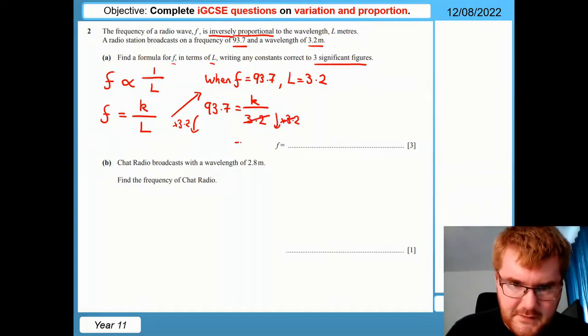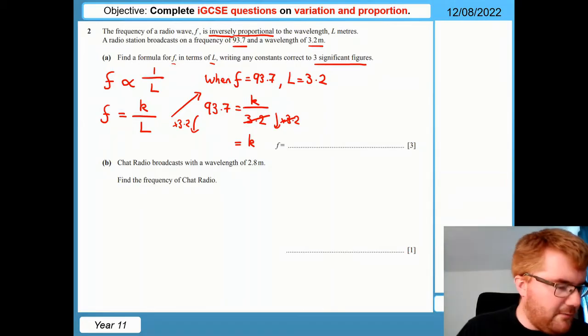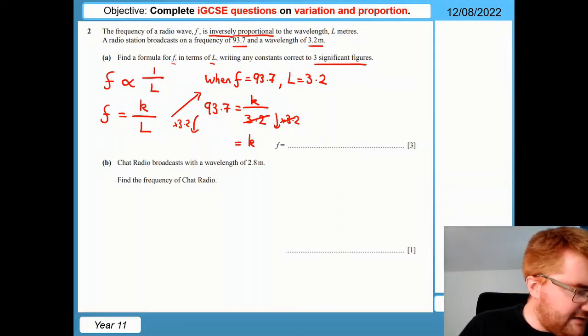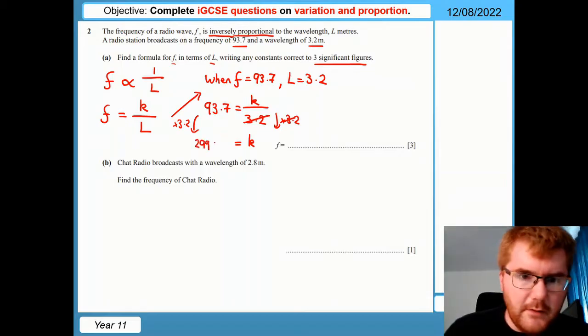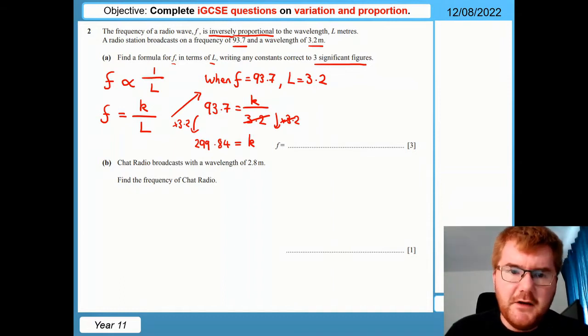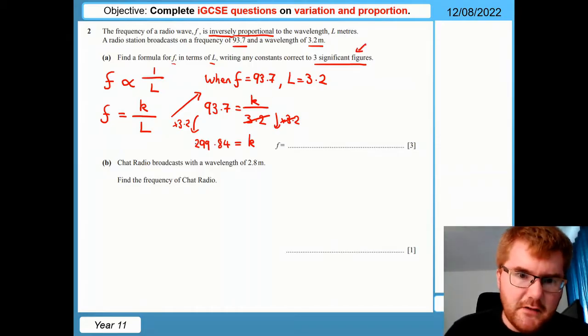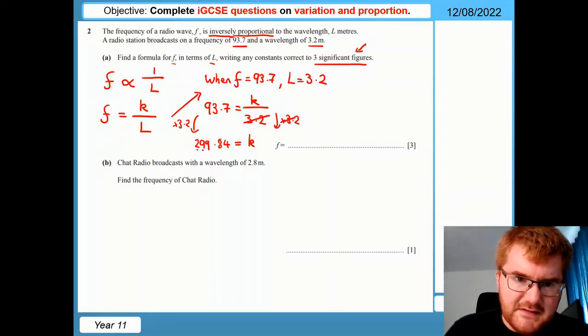This cancels. So we get equals k here, and now we're going to do 93.7 times 3.2, which I'm just going to do here on my calculator. So 93.7 times 3.2, you can do this at home, of course, and this gives us 299.84. Now we need to write down the final formula. Notice this number, we need to get it to 3 significant figures. That's why I underlined this. So if we think about this as 3 significant figures, this is the first one, second one, and this is the third, the 8 is going to round the 9 upwards. So to 3 significant figures, this is just going to be 300.